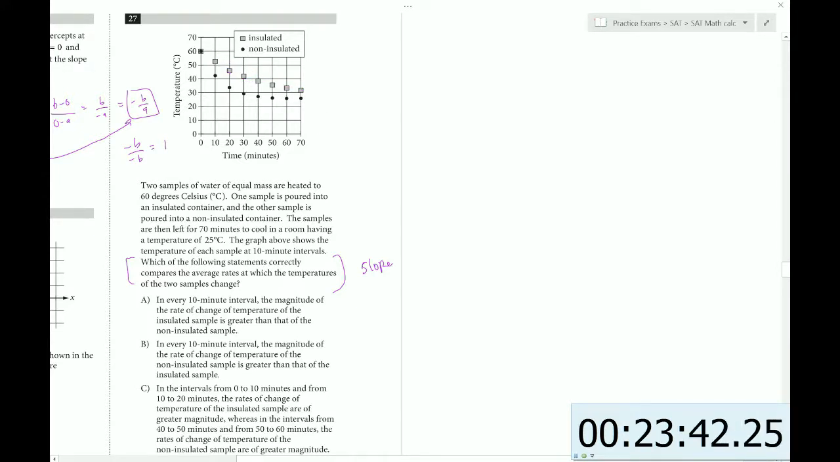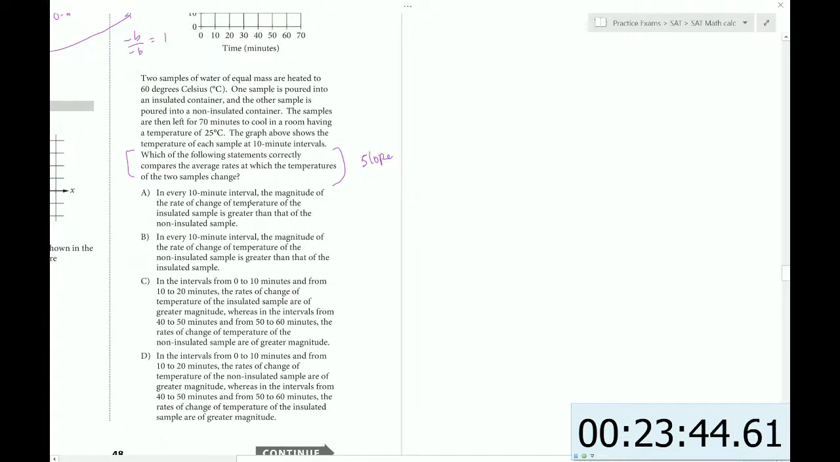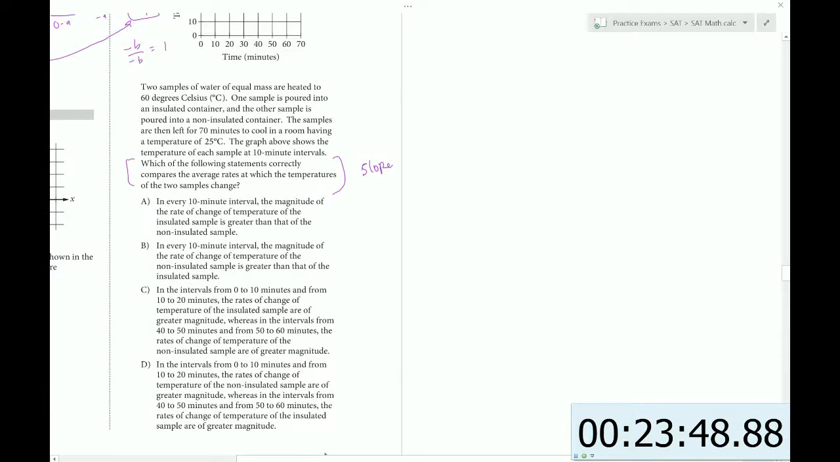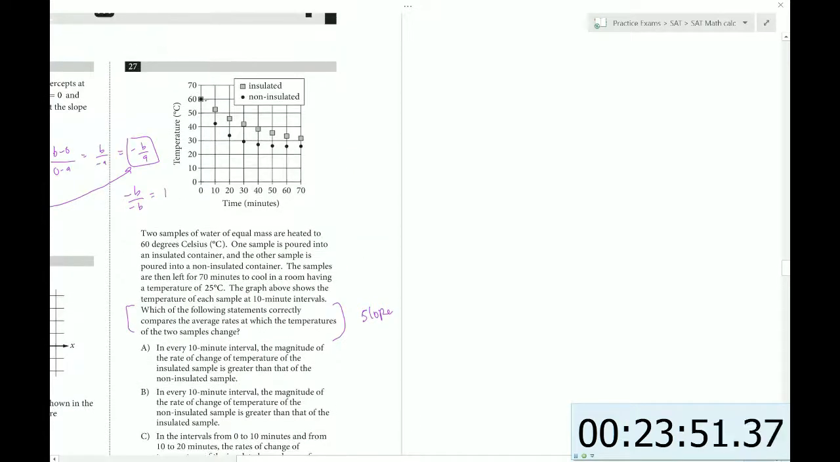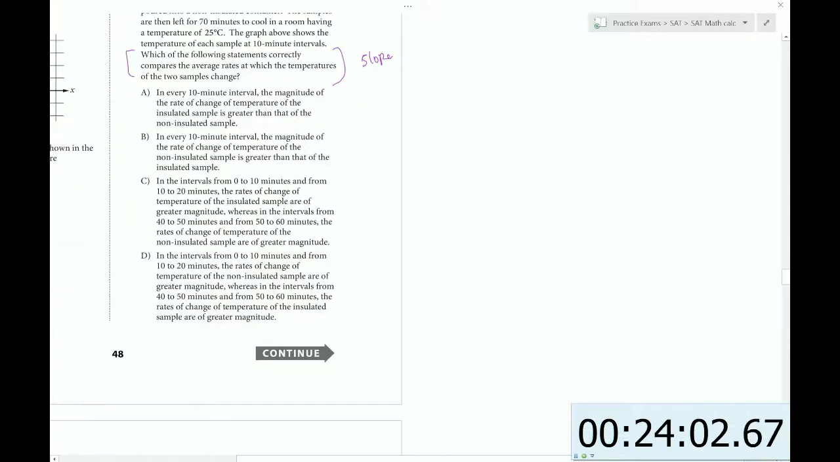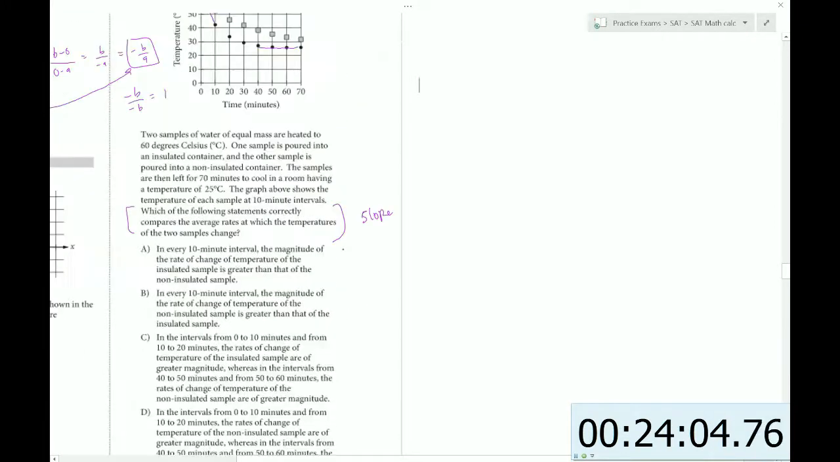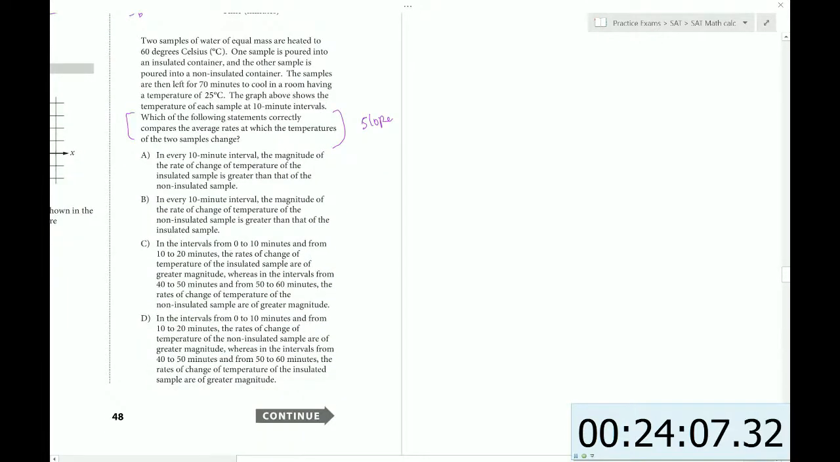Let's see what the choices look like. In every 10-minute interval, the magnitude of rate of change. Oh, I see. So the steepness starts out steeper for the non-insulated, but then it levels off faster. So it starts off steeper for the non-insulated, and that's the beginning. So from 0 to 10 and from 10 to 20, the rate of change of the non-insulated sample are of greater magnitude. So it would be this choice.